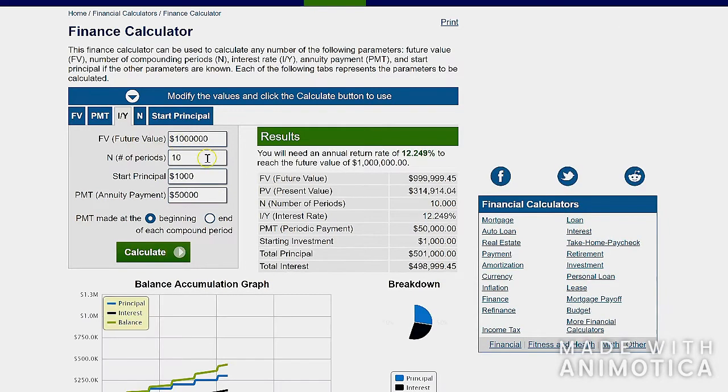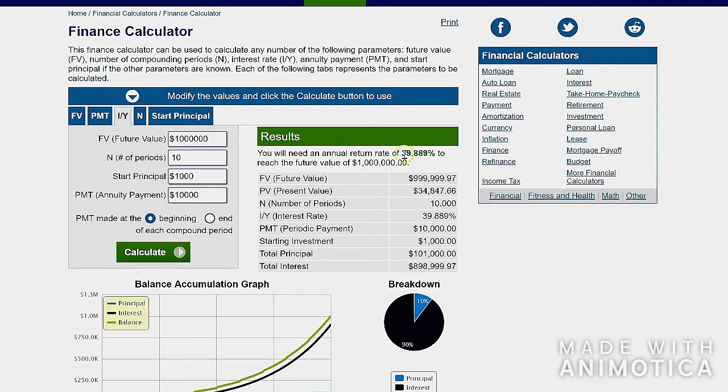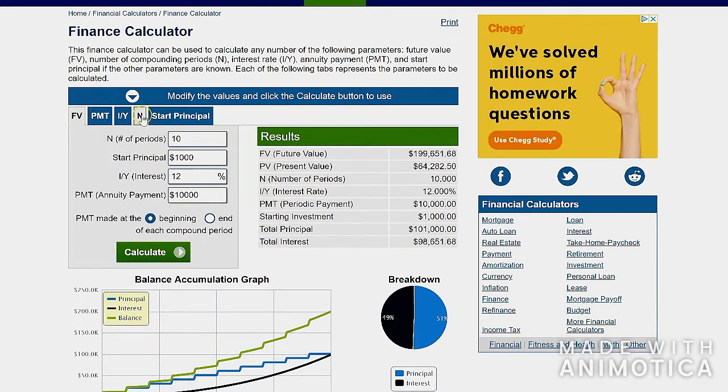You can find out the rate of return you would need. Say you know for a fact that all you can contribute is $10,000, and you know that over 10 years, you're starting with 1,000, you want $1 million. It'll tell you the interest rate. You would need a 39.889% interest rate or return on your money to get $1 million if you're only contributing $10,000 once a year for 10 years. So that's how you play with it.